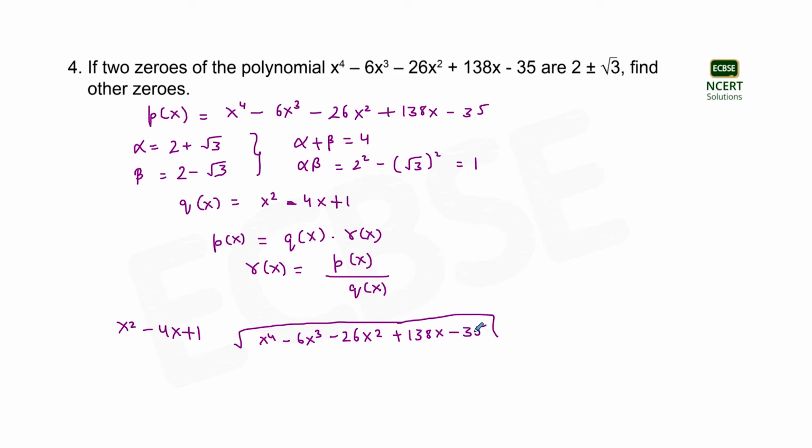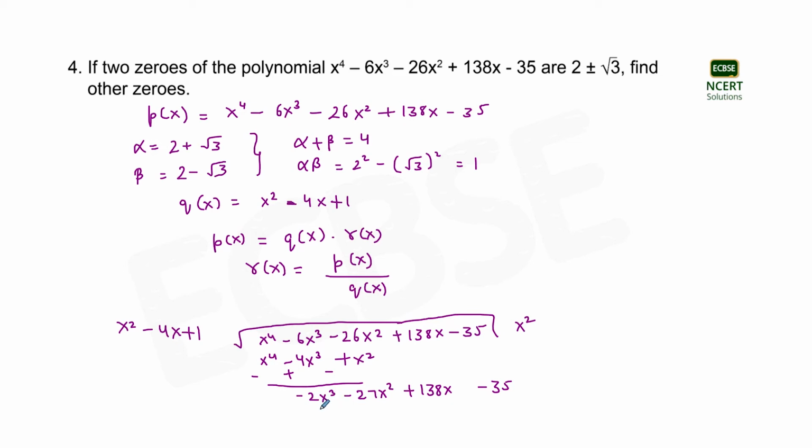The first step in long division is to divide the first term of the dividend by the first term of the divisor. Dividing x^4 by x^2, we get x^2. Now multiply this with the divisor, and we obtain x^4 - 4x^3 + x^2. Changing the signs and subtracting, we obtain -2x^3 - 27x^2 + 138x - 35.